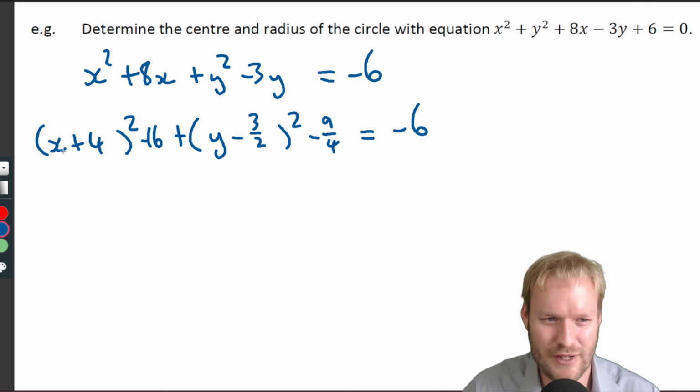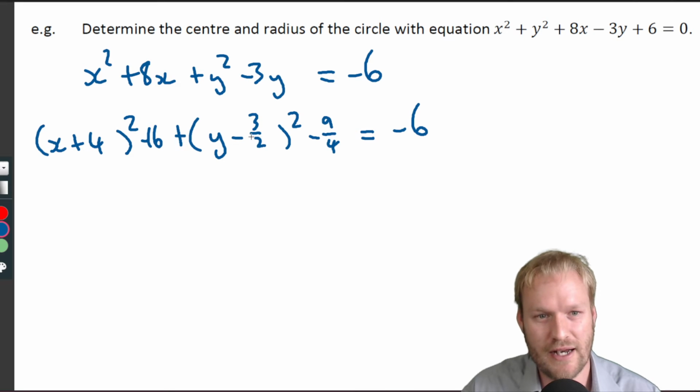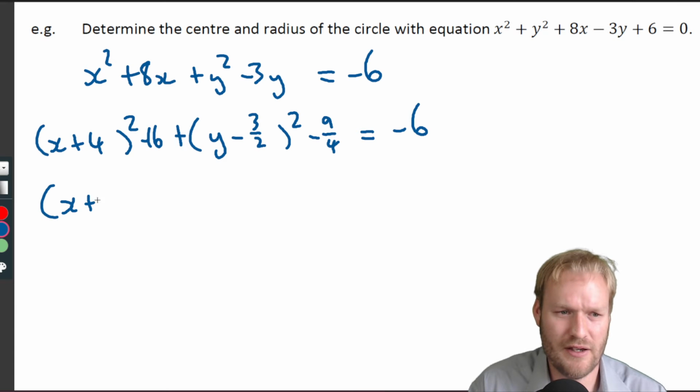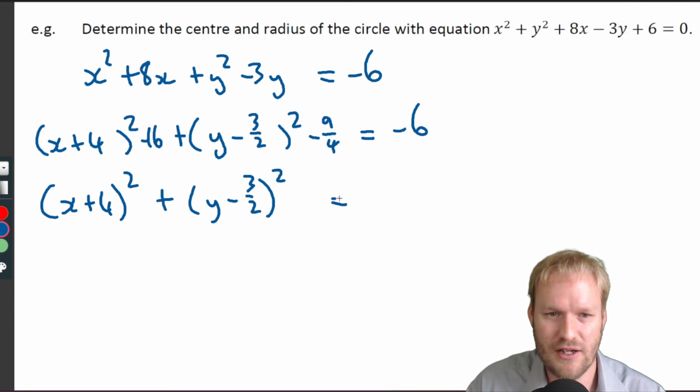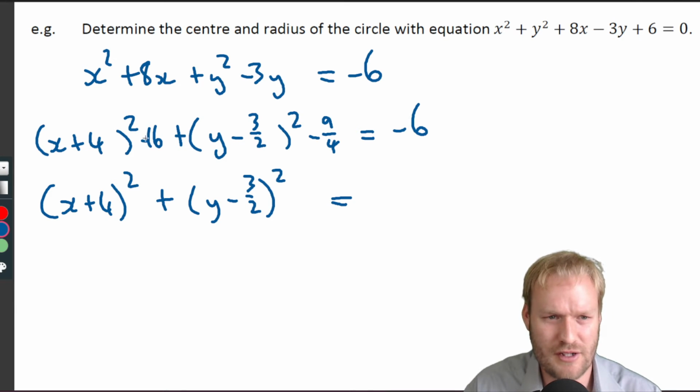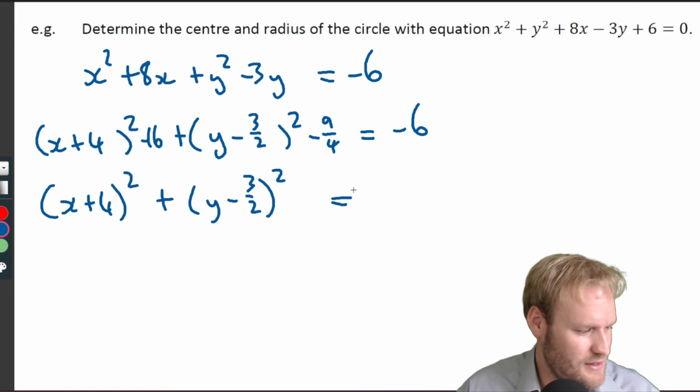X plus 4 squared gives us x squared plus 8x plus 16. I need to subtract 16. Minus 3 divided by 2 is minus 3 over 2. So if I multiply this together, it would be y squared minus 2 of these 3 over 2's, and I would have plus 9 over 4, so I need to compensate. Okay, not quite in center radius form. Plus y minus 3 over 2 squared equals, well, we've got negative 16 minus 9 over 4.